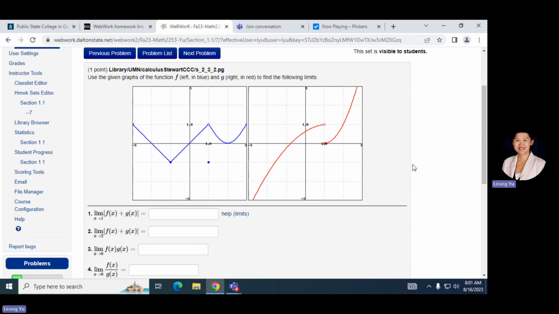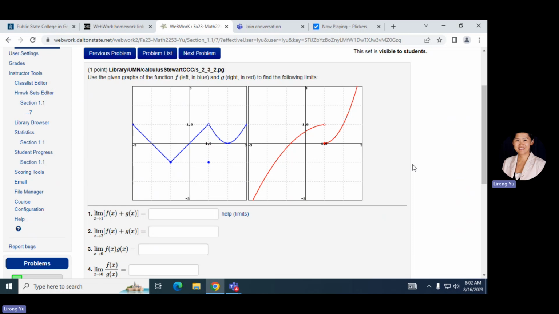All right. This one has 2 functions. So we have g is the red one. So using the graph to represent the function, we're really looking at the limit when the 2 functions are added together. So let's see the first question. We're trying to find out the value of f of x plus g of x. We don't have the formula, but the graph can indicate what the value will be.